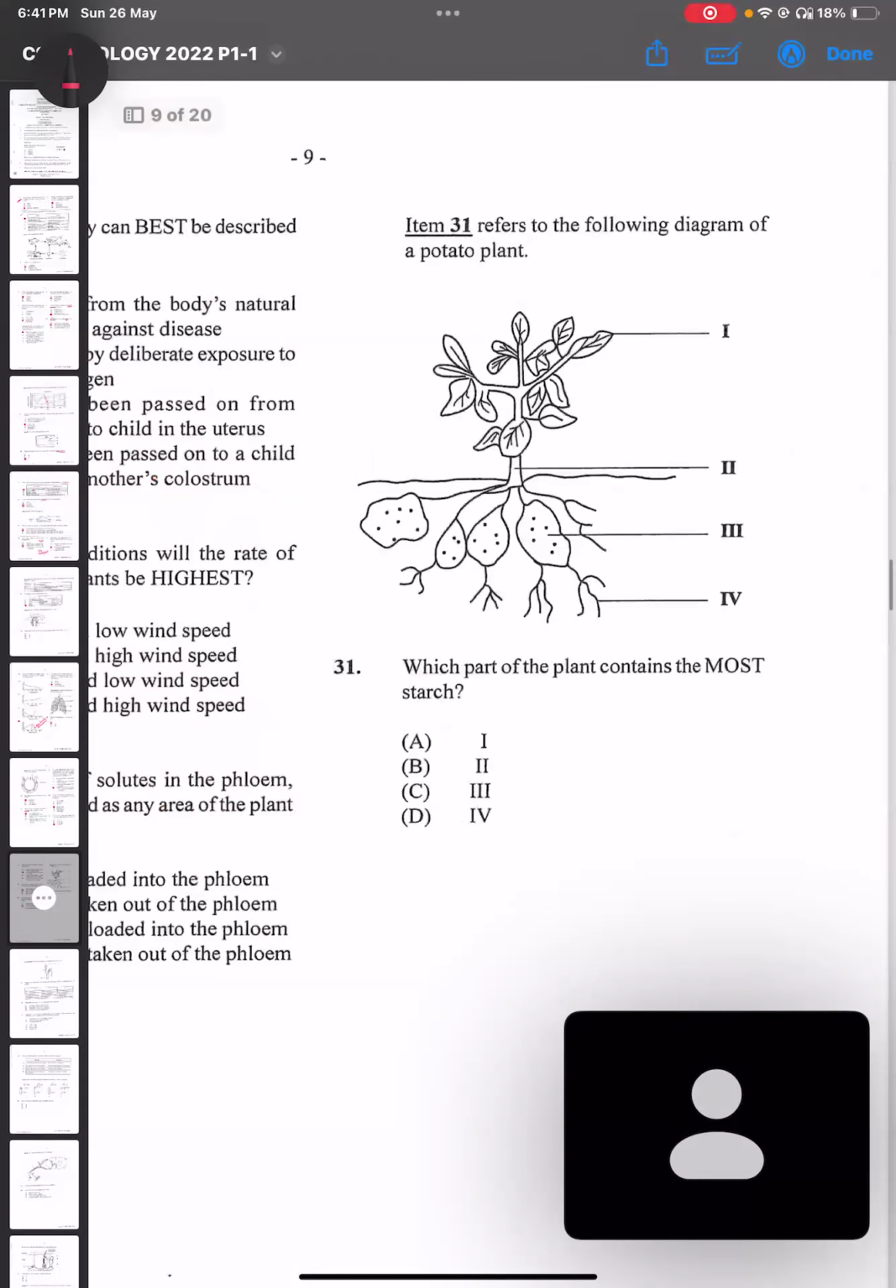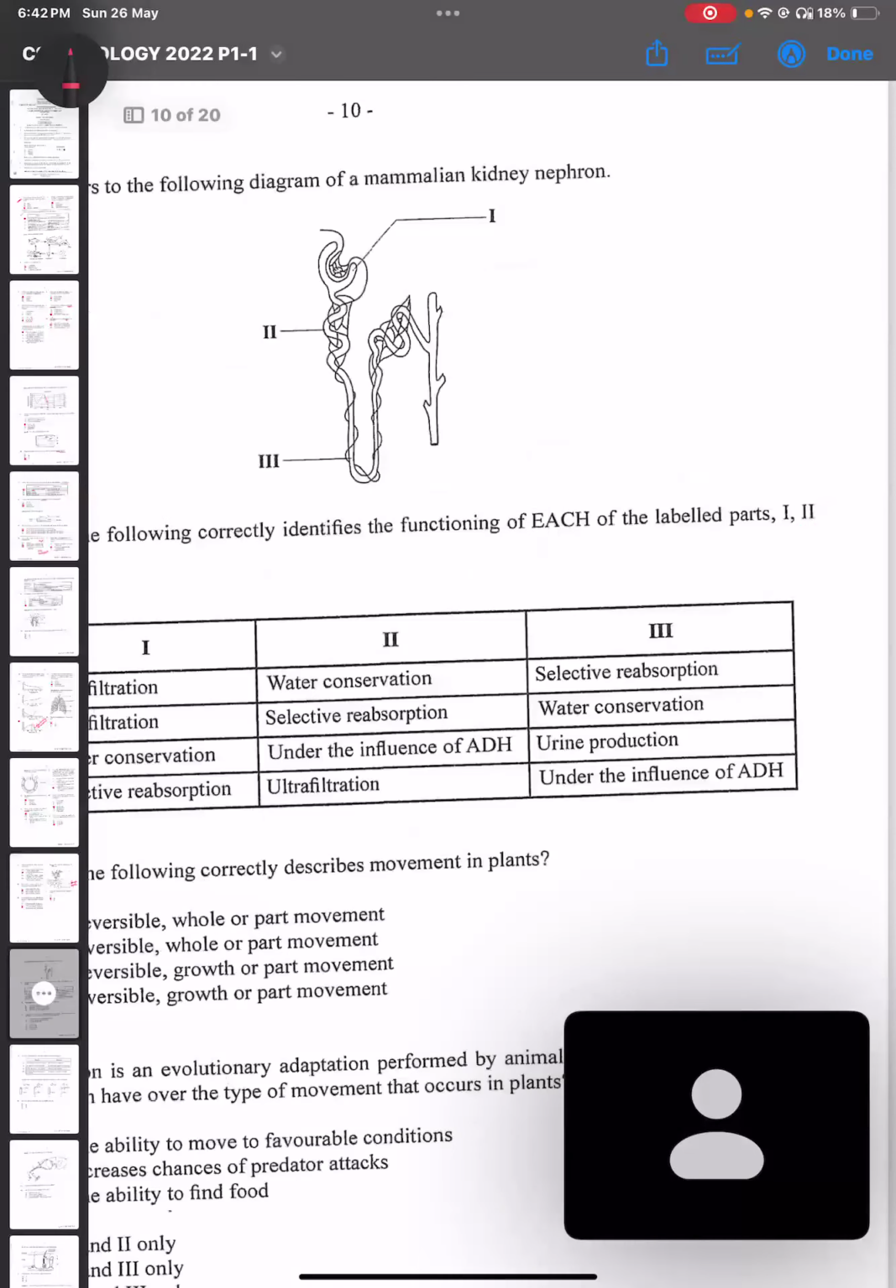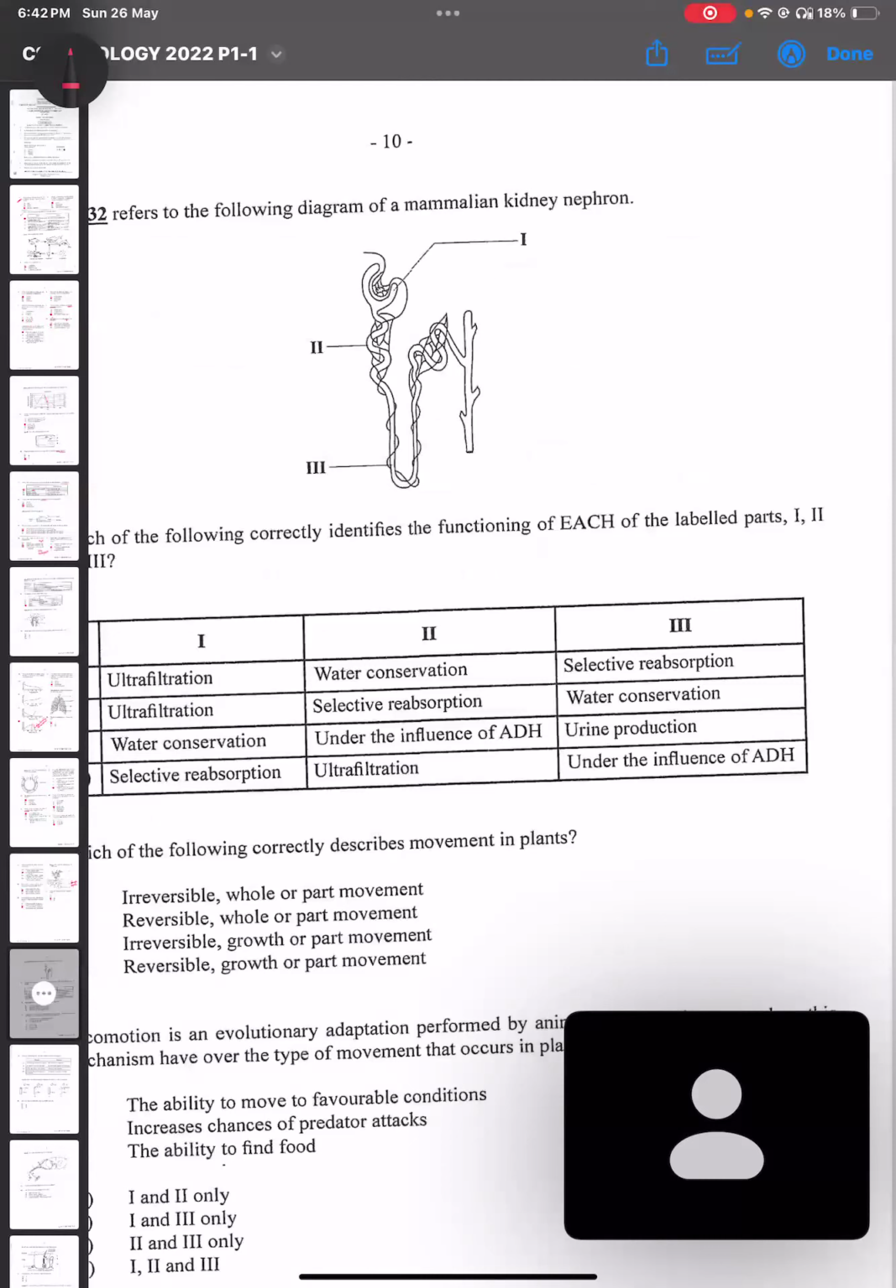31 is new. We're looking at the diagram of the plant. Which part of the plant has the most starch? C. C is our storage organs. And that is where they would store excess food, and they store it in the form of starch. In that case, it would be a tuber.